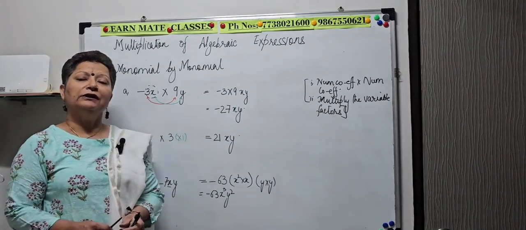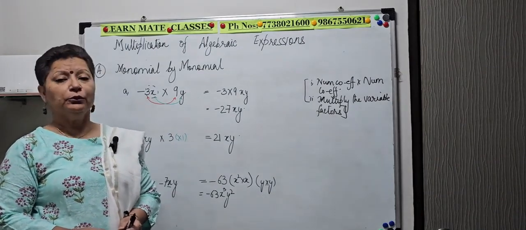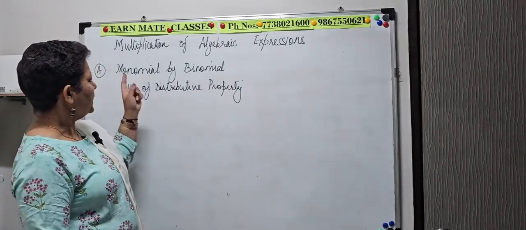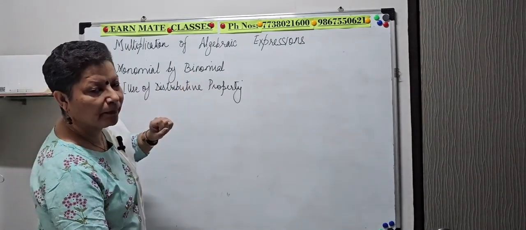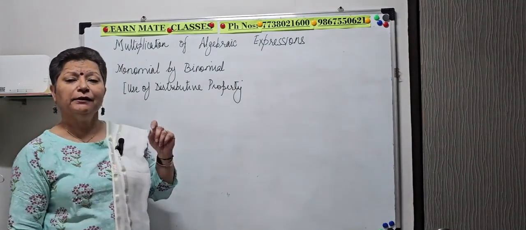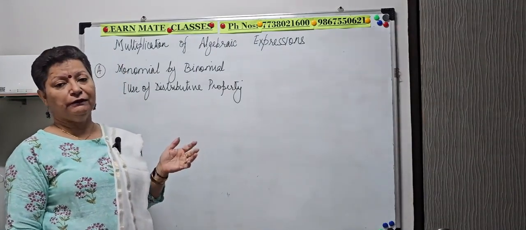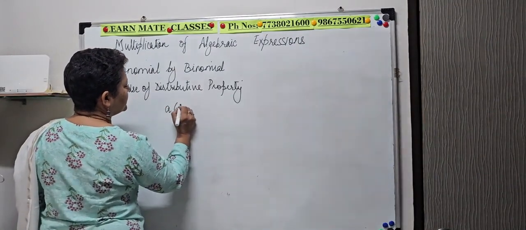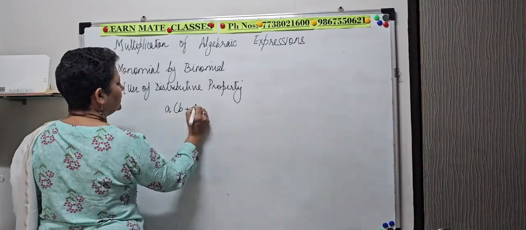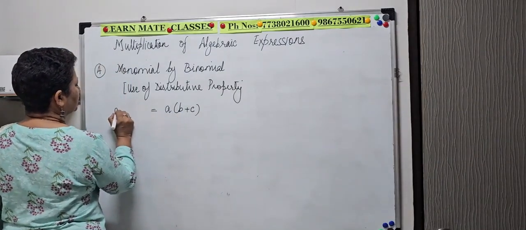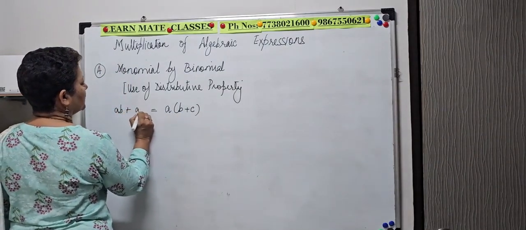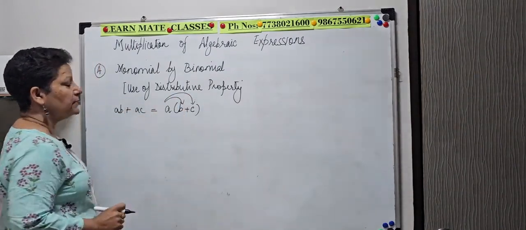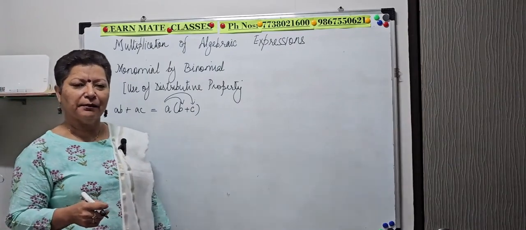Now this knowledge is going to be used in multiplying a monomial and a binomial. So next up for you is monomial by binomial. And here I am going to be using the distributive property which you have learned in your earlier classes. What would it say? A into B plus C is nothing but AB plus AC. That's A gets multiplied into B. It also gets multiplied into C. Let's take it with the help of an example.